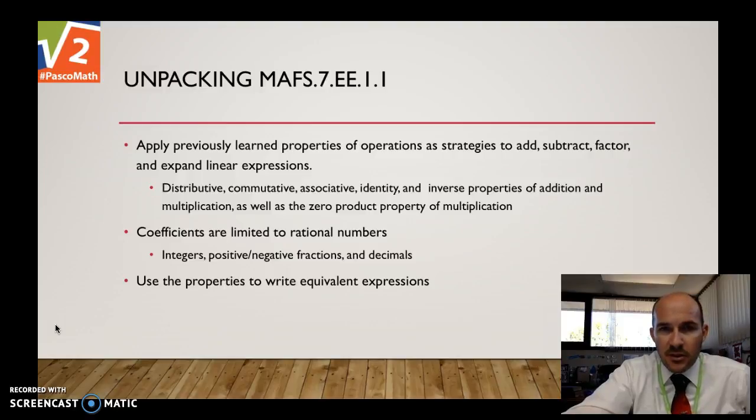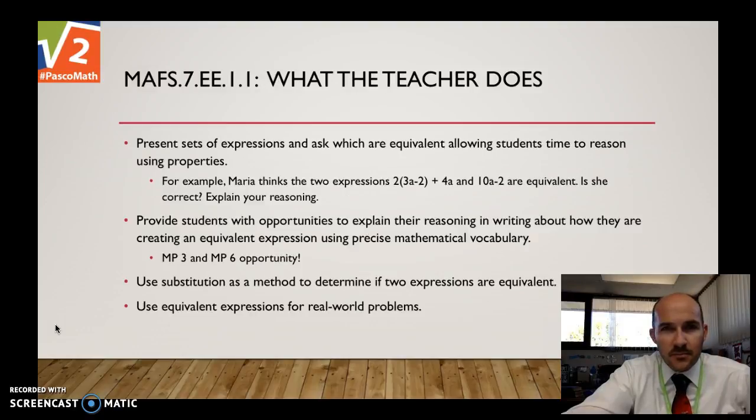Those properties include distributive, commutative, associative, identity, inverse properties of addition, multiplication, as well as zero product properties of multiplication. Coefficients are limited to rational numbers. Those are integers or positive, negative, fractions, and decimals. And we need to use properties to write equivalent expressions.